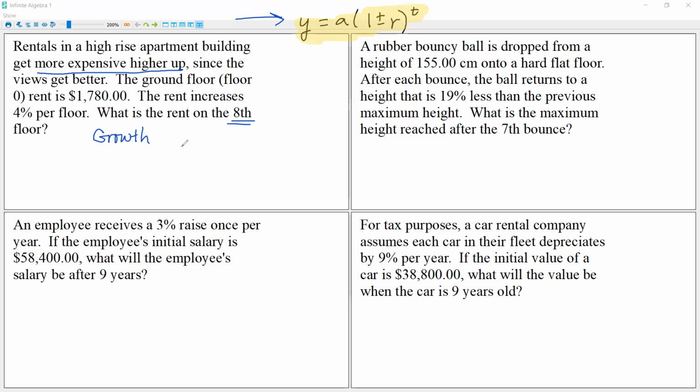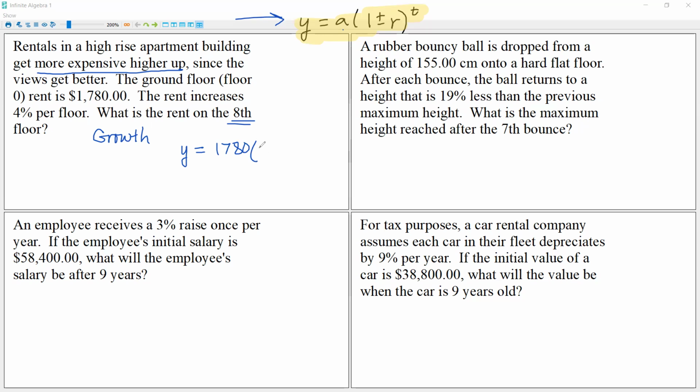All right, y equals, that's the yield, that's the outcome, that's the answer you're going to get for the time and all the details that you're looking at. And so we're going to plug in here. A is the amount it starts at. It starts at 1,780 times 1.